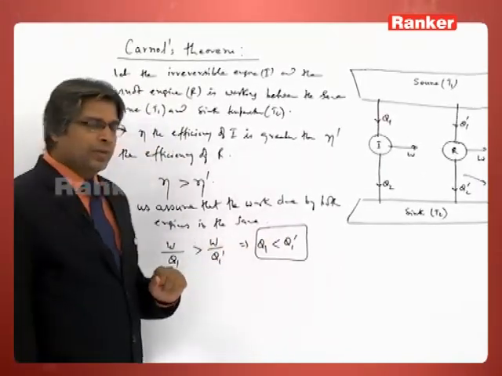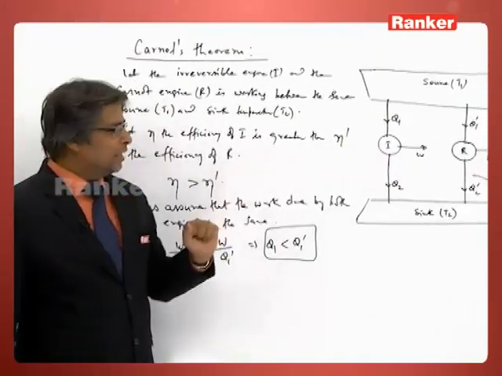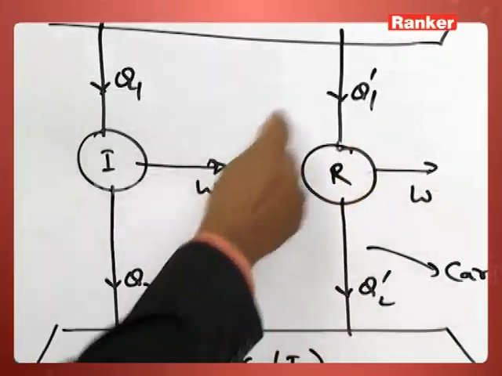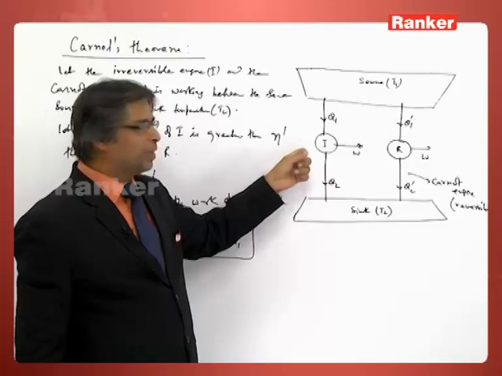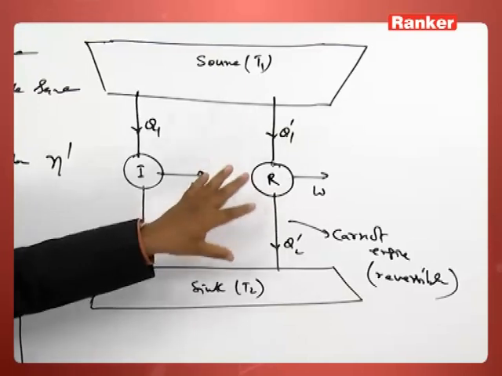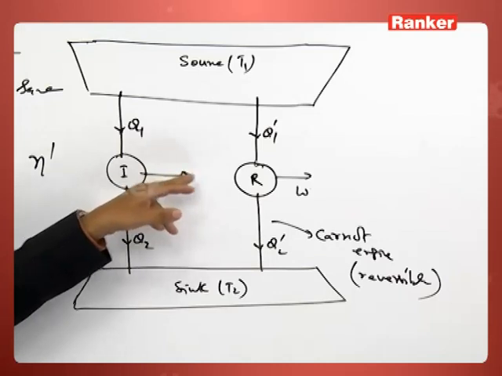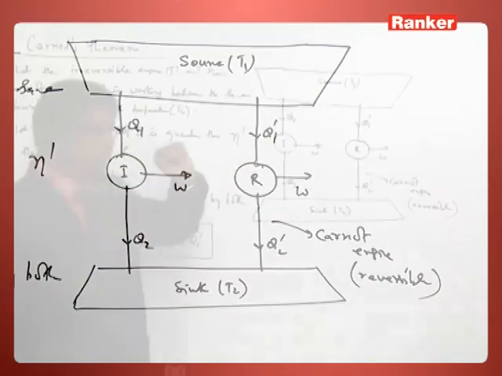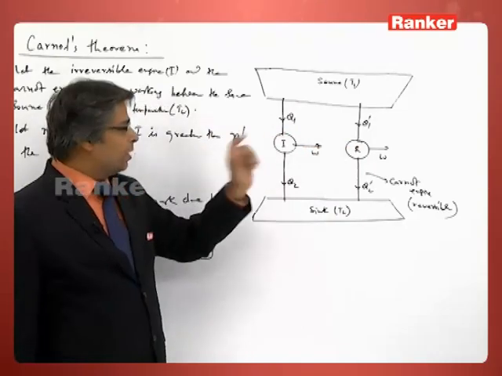So now we have seen that this efficiency is more than this. Now again what we do, this is a reversible engine, so let us operate it in a reverse mode. Since my Carnot engine is a reversible engine, we are going to operate it in a reverse mode. That means this time I am going to use this as a refrigerator. So refrigerator requires work, and this work I will give from this engine.